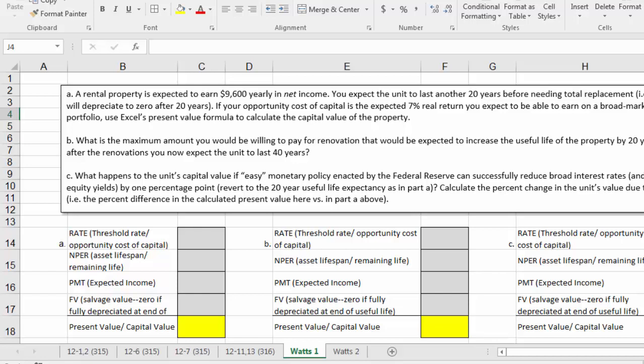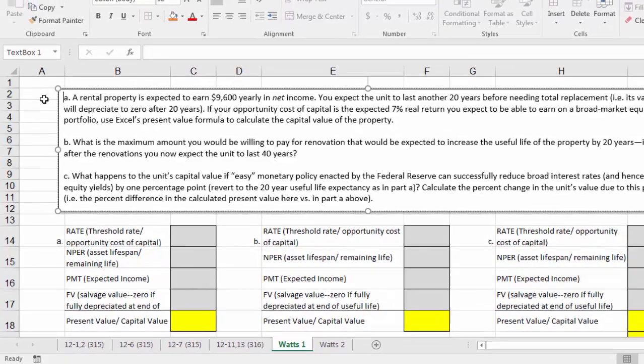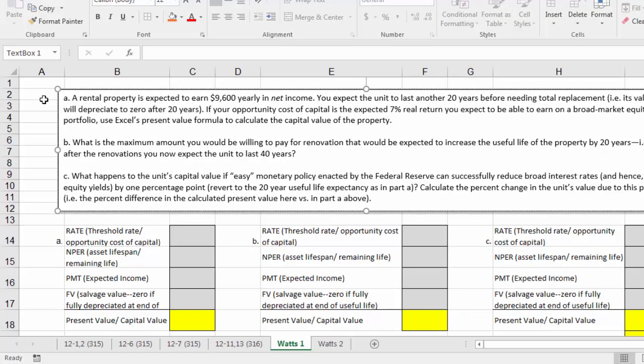So we've got A up here. Let's read in the text box. A rental property is expected to earn $9,600 yearly net income, and we've already figured out the cost of maintenance and repairs. So this is the net rental income. You expect the unit to last another 20 years before needing total replacement.